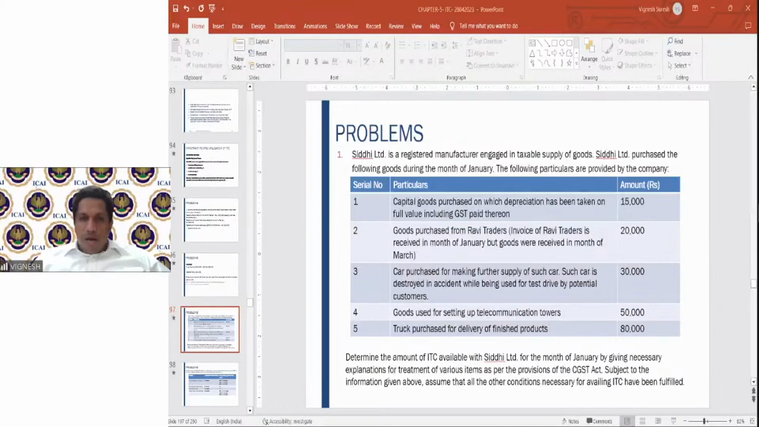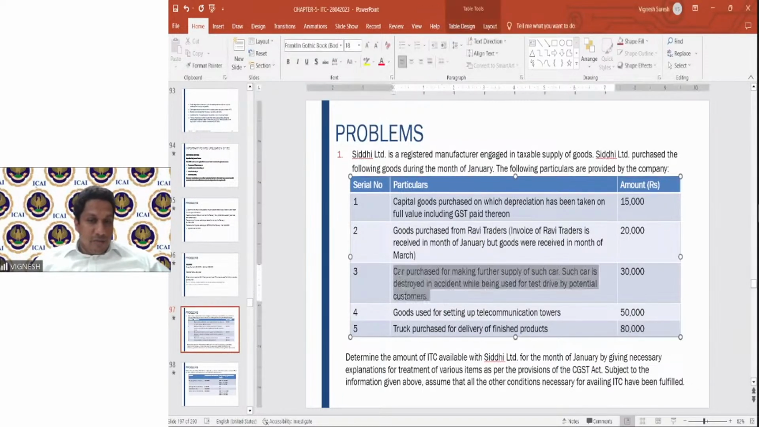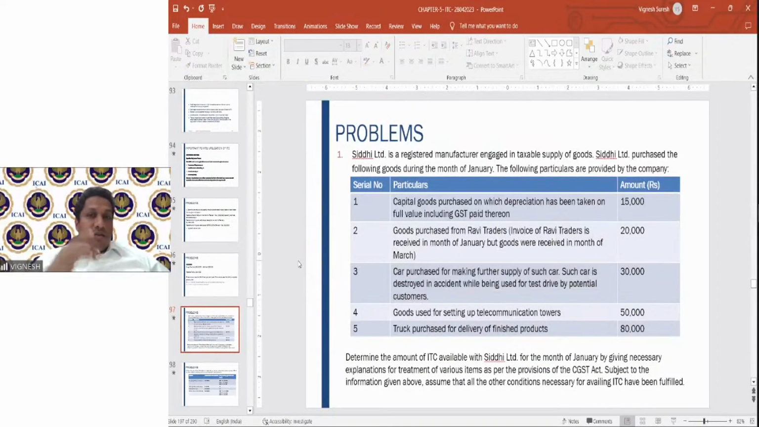No. Car is purchased for a course of which ITC can be claimed, but it is destroyed. So refer to 17 subsection 5, clause H. It clearly says goods lost, stolen, or destroyed, you cannot claim. Very, very tricky question. So it appears it is available. Technically, it fails the test of another clause, that is 17 subsection 5, clause H.